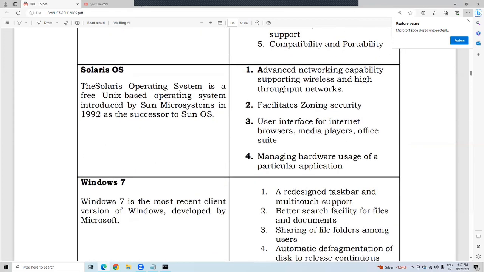Solaris is a free Unix-based operating system introduced by Sun Microsystems in 1992 as the successor to SunOS. There was one SunOS, and along with that they introduced this. Advanced networking capabilities were provided to support wireless and high-throughput networks. Facilities included zoning, security, a user interface for internet browsers, media players, an Office suite, and managing hardware usage of a particular application.